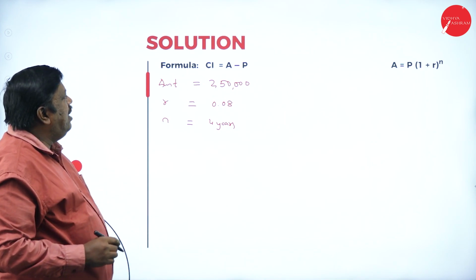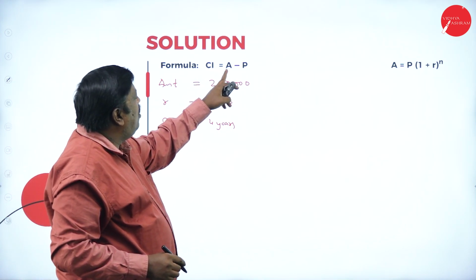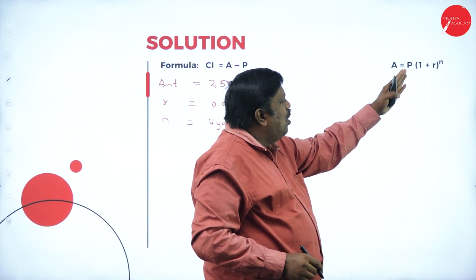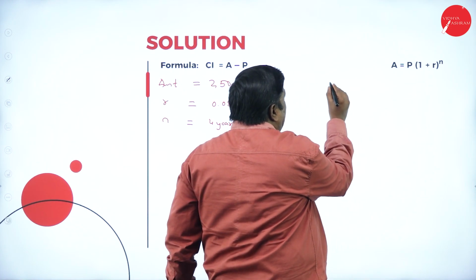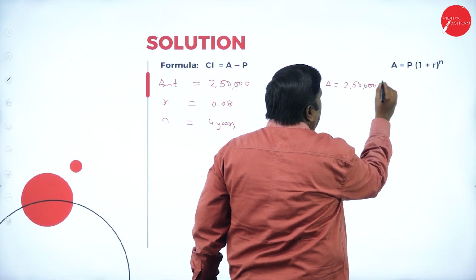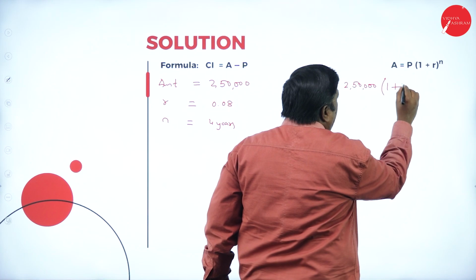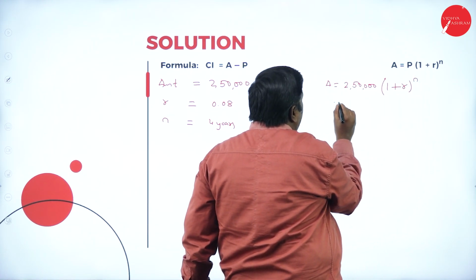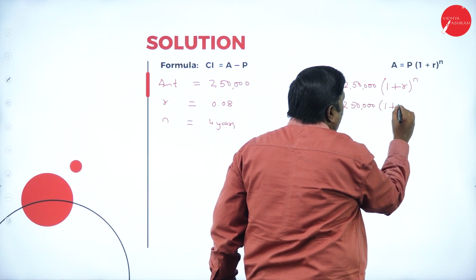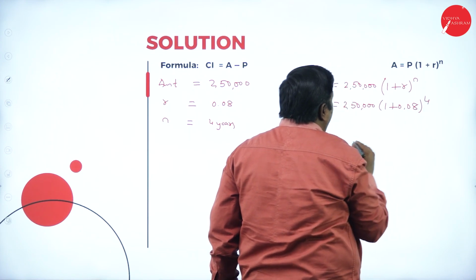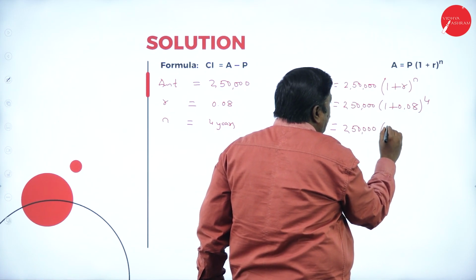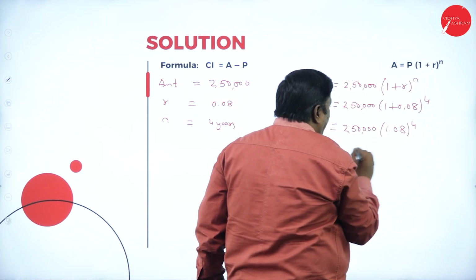How to calculate compound interest? The formula is compound interest equals annuity minus principal amount. What is annuity? Annuity equals principal into 1 plus R to the power of N. That is, A equals 2,50,000 into 1 plus 0.08 to the power of 4, that is 2,50,000 into 1.08 to the power of 4.